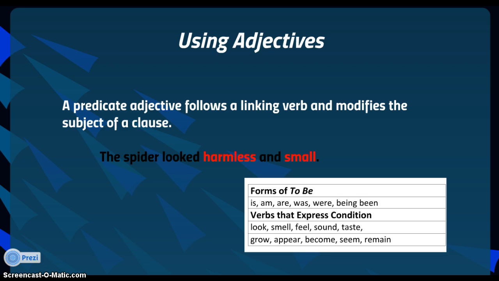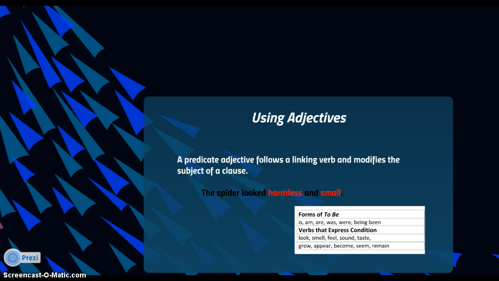So when you have those verbs, it's not going to be an action verb. What it's going to do is reflect back on the noun, in this case spider, and give us information about that noun. In this case, the spider looked harmless and small. So even though the spider isn't the one doing the looking, we're using a linking verb followed by adjectives which give us more information about the spider. Now normally in English, the adjectives will come before the noun. So if they follow a linking verb, it works out a little bit differently.